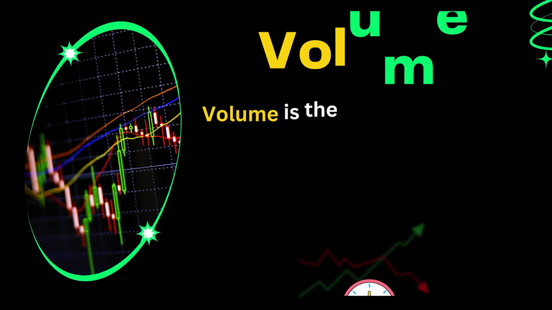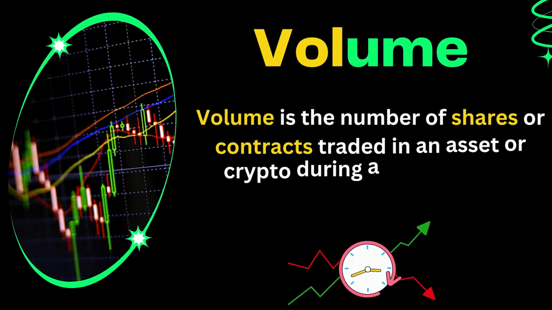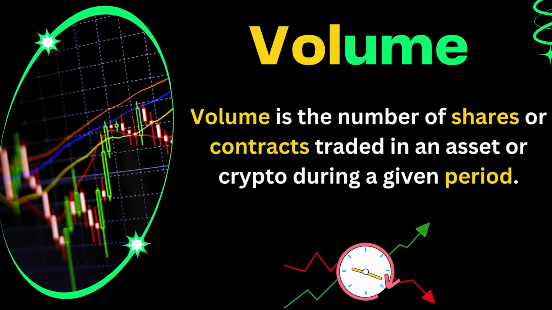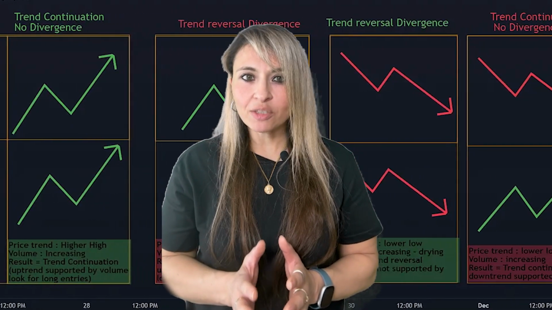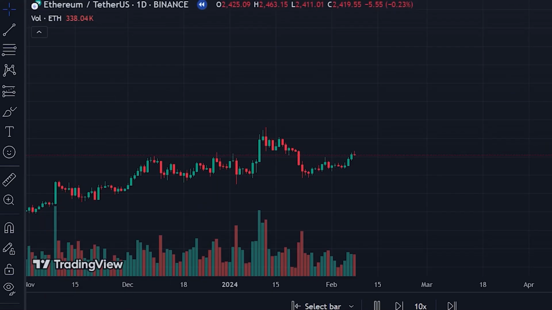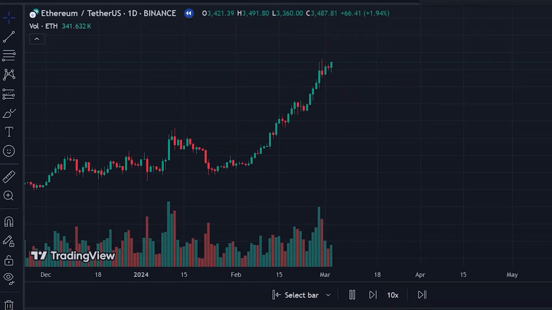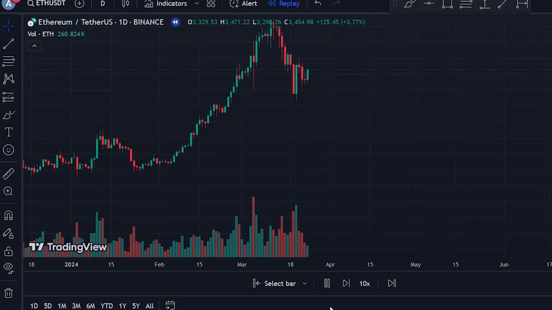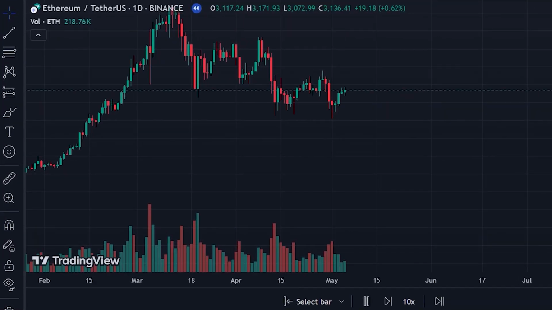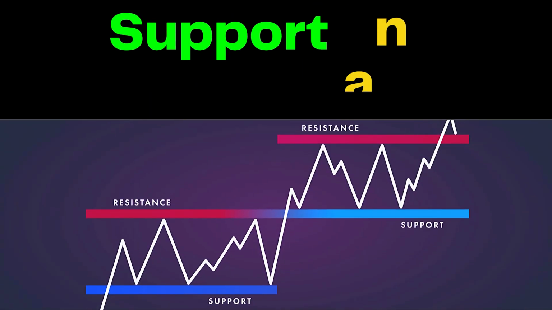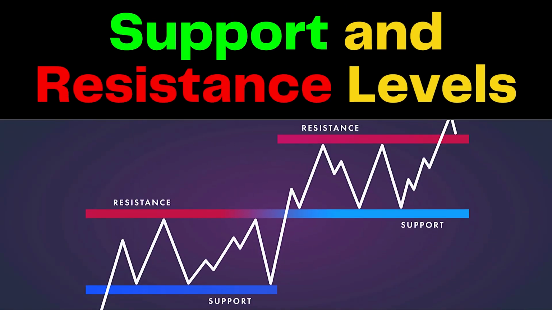So let's break down some key components of technical analysis. Volume is the number of shares or contracts traded in an asset or crypto during a given period. It shows the strength of a price move. For example, if a price movement is accompanied by high volume, it's considered more significant. Think of volume as the fuel that drives the market. No fuel, no movement.